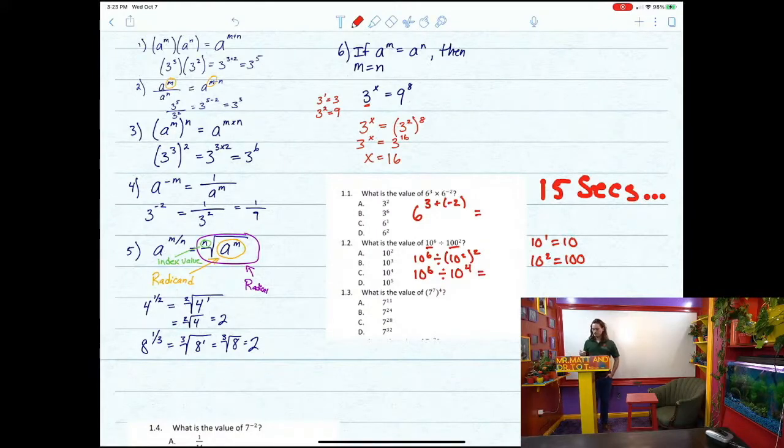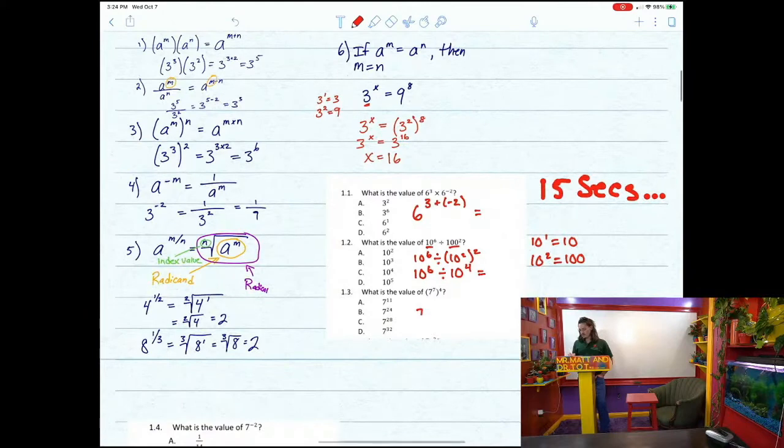The third question, what's the value of 7 to the 7th power, quantity raised to the 4th power? So with a power of a power, we multiply. So this is the same thing as 7 to the 7 times 4 power. I'll give you one more minute, and then I'll give you the solutions.